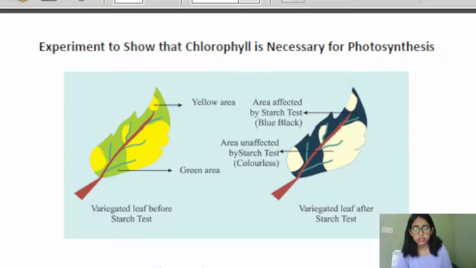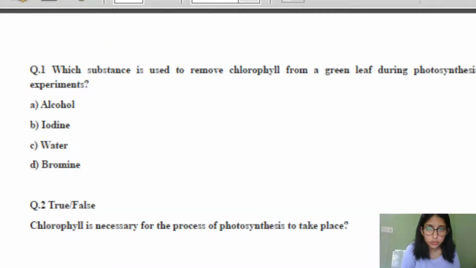Now we have done all 3 experiments. One to test whether sunlight is necessary or not, then whether carbon dioxide is necessary or not, and also this one, whether chlorophyll, that is the green pigment, is necessary for the plant for the process of photosynthesis or not. So we have got positive results in the end, that they are necessary for the process of photosynthesis to take place.